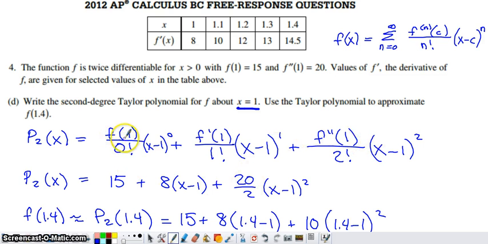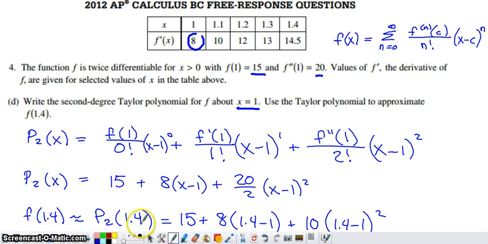I then took f of 1 from here. So 15 took the place of f of 1, 0 factorial is 1, something to the 0 power is 1, so the first term's just a 15. F prime of 1 we can take from the table, that would be 8, divided by 1 factorial, times x minus 1 to the first, gives us this term. And then f double prime of 1 is 20, they gave us that, and then divided by 2 factorial, which is just 2, times x minus 1 to the second. So this would be your second degree Taylor polynomial for the function f.